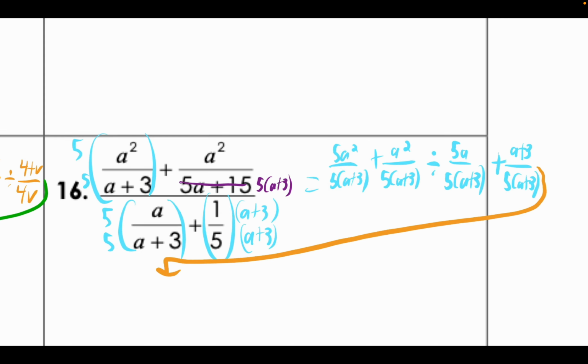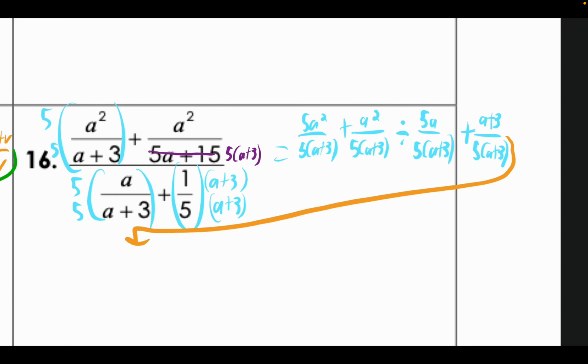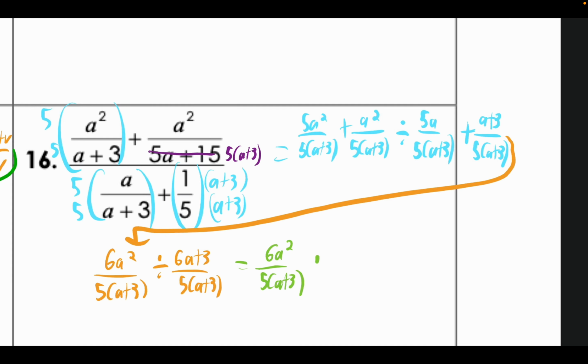Now, as I condense these into one fraction before the division and one fraction after the division, I get 6a squared over 5 times a plus 3 divided by 6a plus 3 over 5 times a plus 3. As I choose to multiply by the reciprocal now, I get 6a squared over 5 times a plus 3, times 5 times a plus 3 over 6a plus 3. That's the actual step, just to be clear.